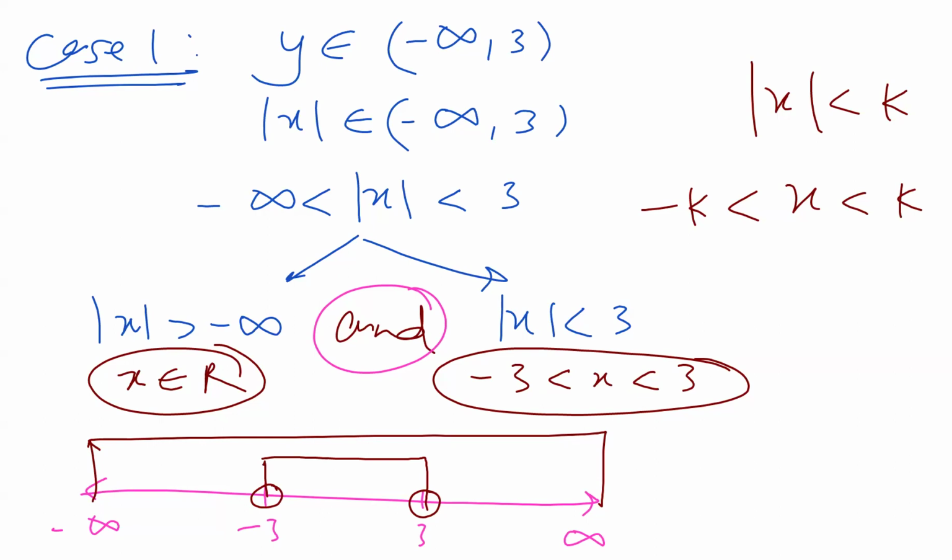Now since there is "and", it is intersection. So what is the intersection of these two lines? Which region? So between minus 3 and 3. Correct. So this is the common region for both the lines. So for case 1, the answer is x belongs to minus 3 to 3, but then round bracket. It cannot be box bracket because there is no equal to over here. Do you have any doubts in case 1?